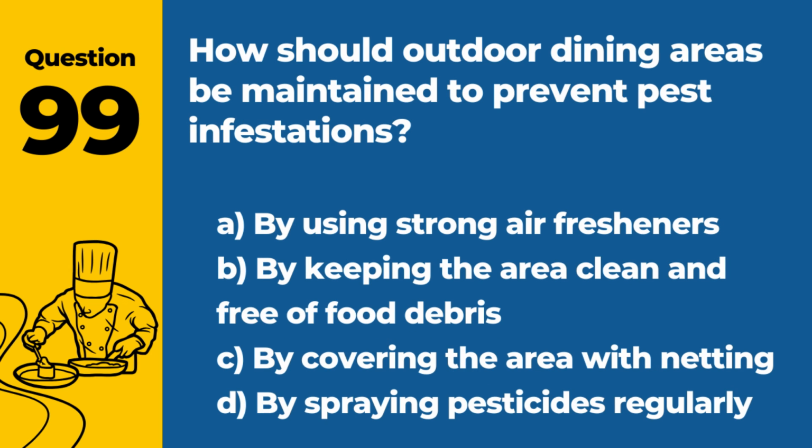Question 99. How should outdoor dining areas be maintained to prevent pest infestations? A. By using strong air fresheners. B. By keeping the area clean and free of food debris. C. By covering the area with netting. D. By spraying pesticides regularly. Answer: B. By keeping the area clean and free of food debris. Outdoor dining areas should be kept clean and free of food debris to prevent attracting pests and potential infestations.